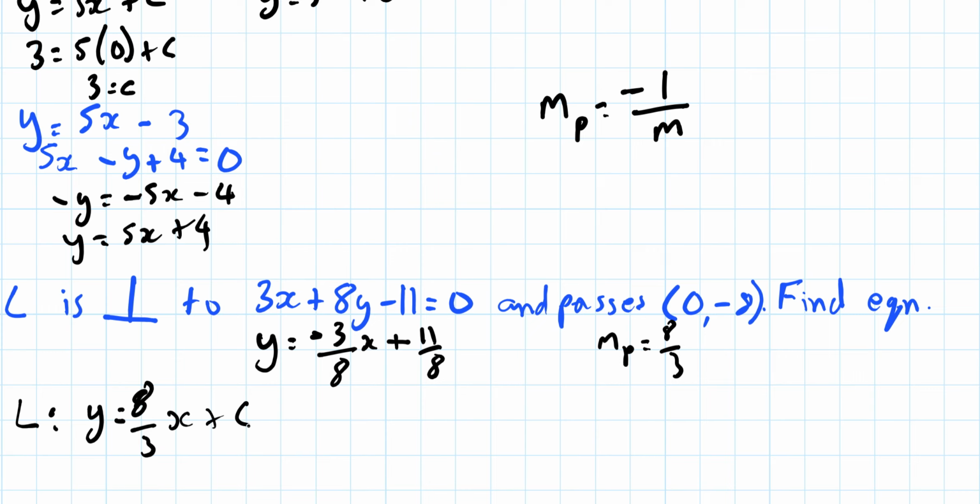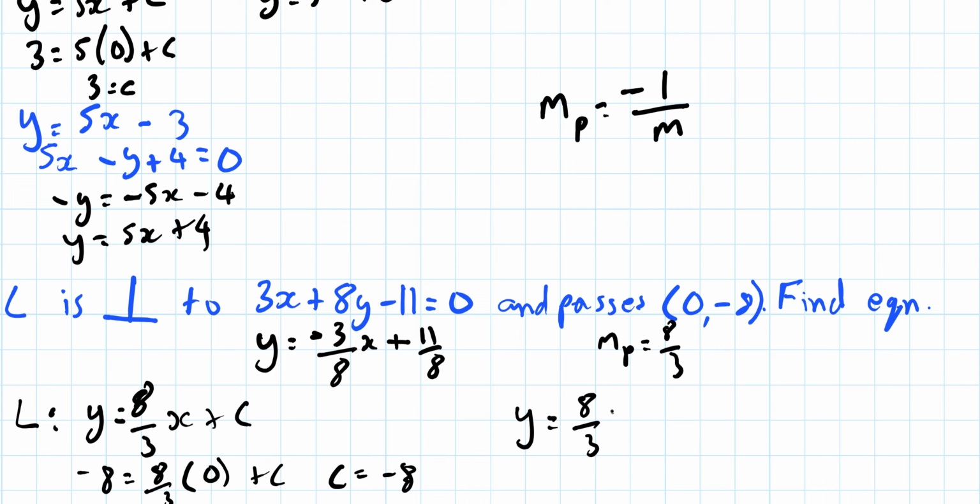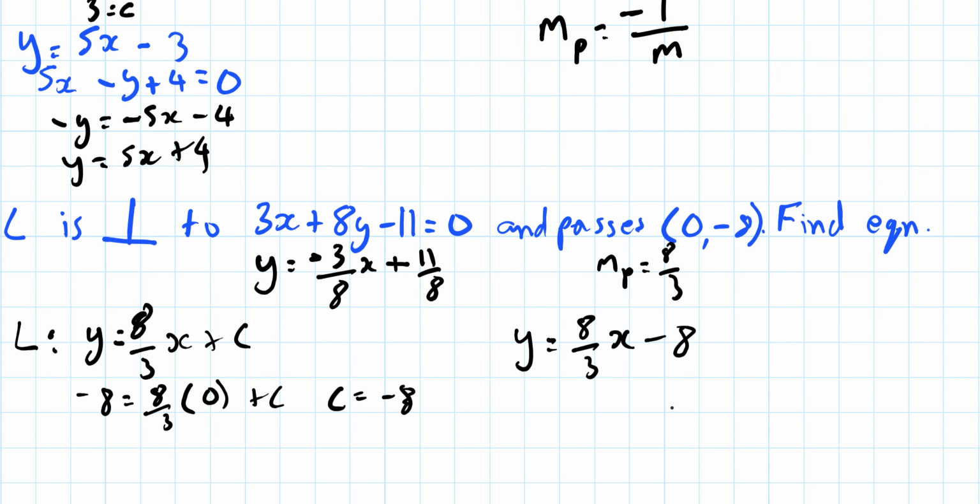x plus c. It passes through this coordinate. So minus 8 equals 8 over 3 times 0 plus c, so c equals minus 8. Therefore, my equation of the line is y equals 8 over 3 x minus 8. And that's it for that chapter.